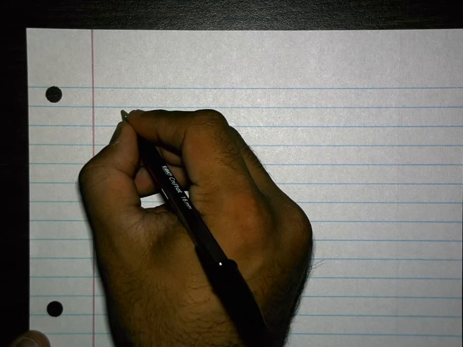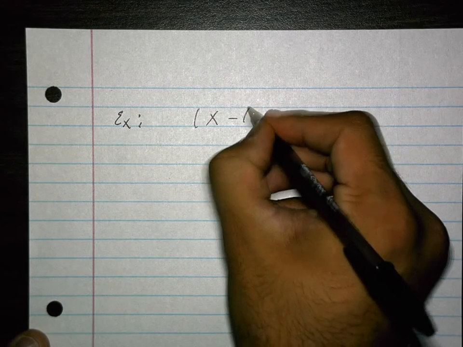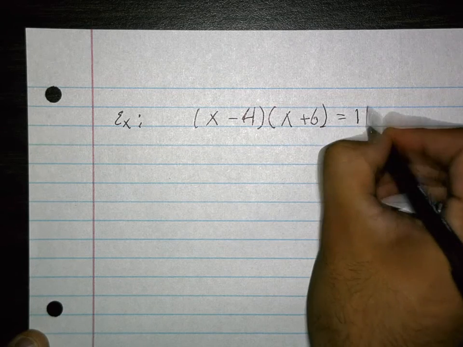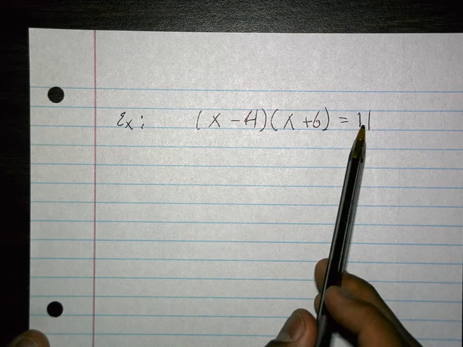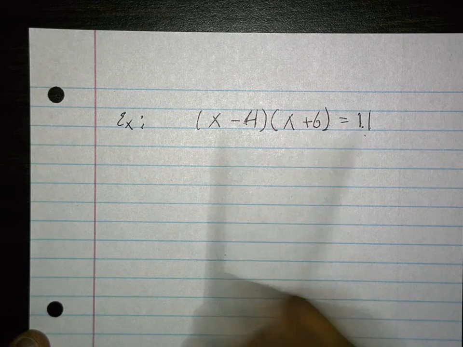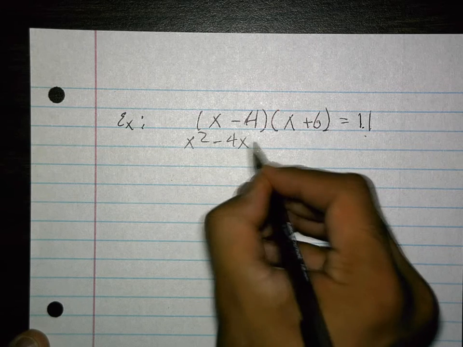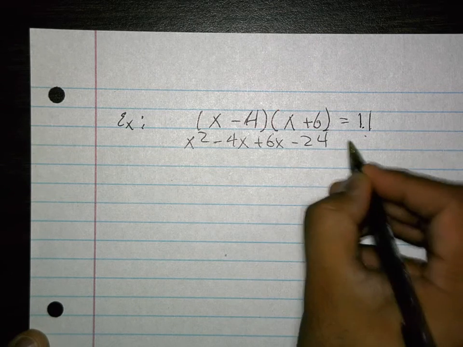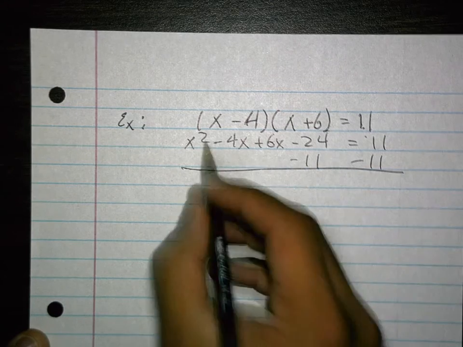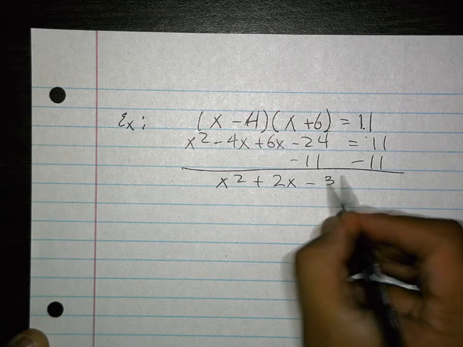One of the ones I want to start with is examples like this. This is always one of the trickier ones. So if this was set equal to 0, I could just set these equal to 0, but it's not. So what I have to do is factor it after I get it set equal to 0. So I have to FOIL this out. x squared minus 4x plus 6x minus 24 equals 11. Subtract 11 from both sides. Go and combine like terms here. And I'm looking at x squared plus 2x minus 35.